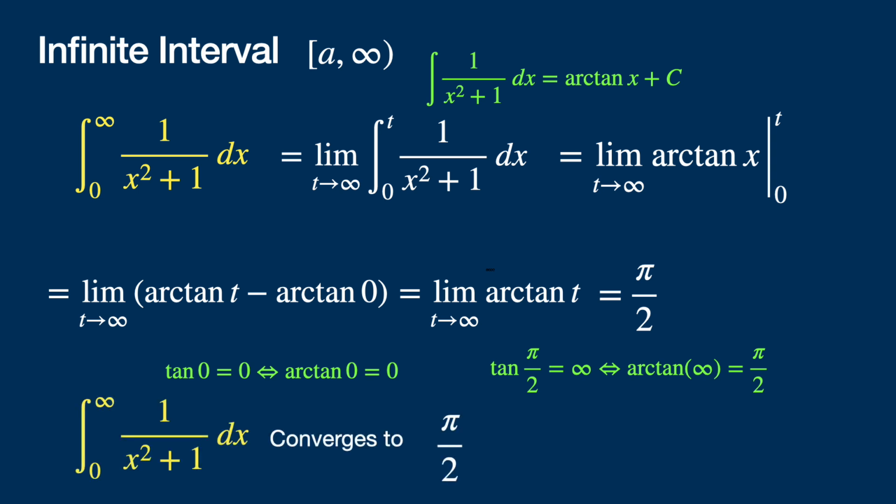What do we mean by that? Now, we evaluated the improper integral from 0 to infinity of 1 over x squared plus 1. That has the limit pi over 2. Now we're gonna say this improper integral converges to pi over 2.